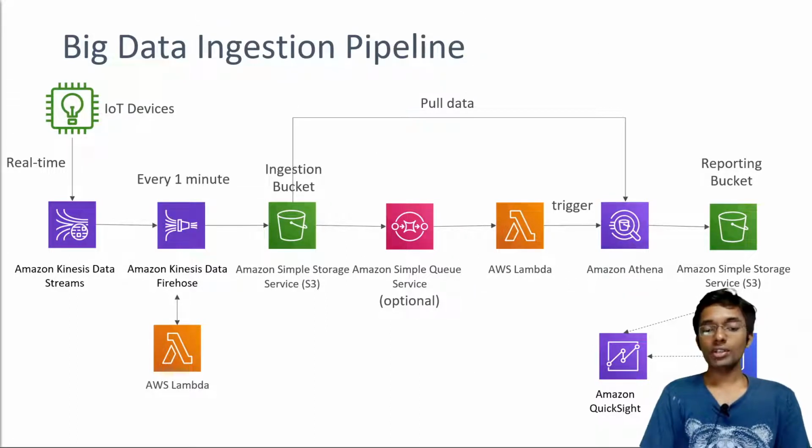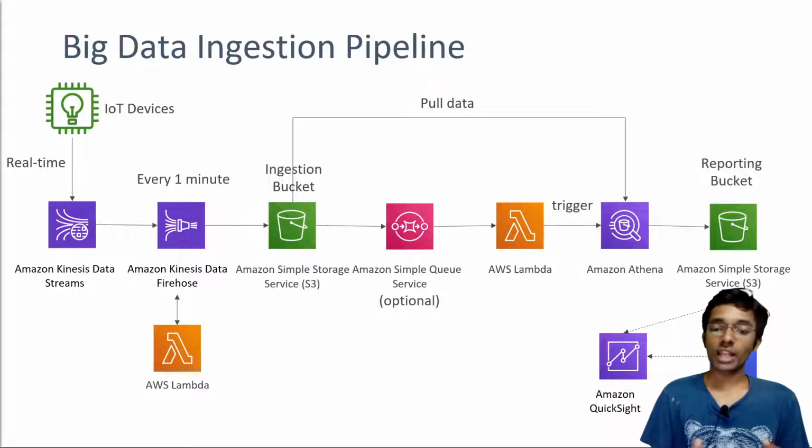Okay, now in terms of big data ingestion pipeline, what can they look like? So this is what they can look like. Say you have an IoT device and it produces data in real time into a Kinesis data stream, and then we could use Kinesis Data Firehose to ingest that data and send it in near real time, maybe 1 minute, into the ingestion buckets such as Amazon S3.